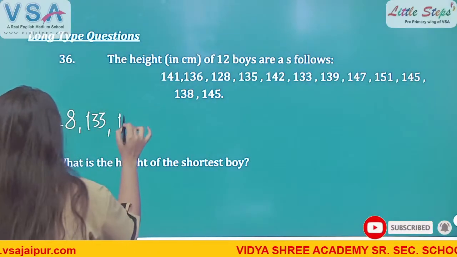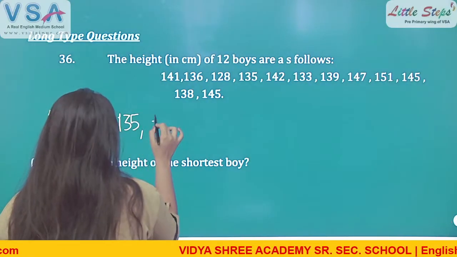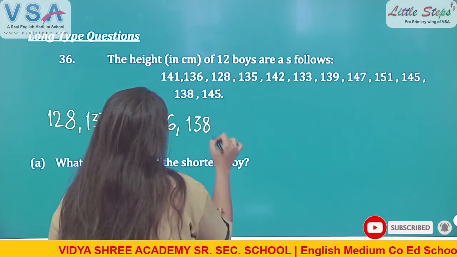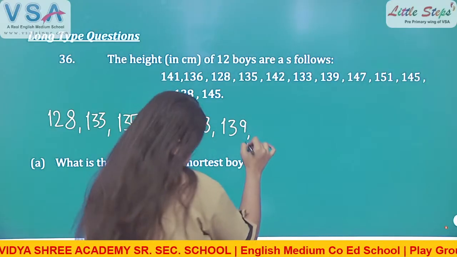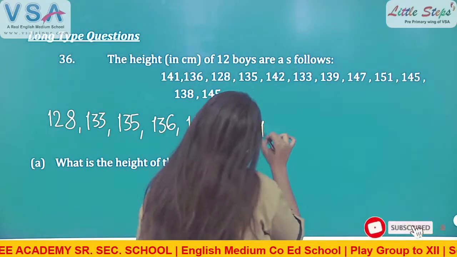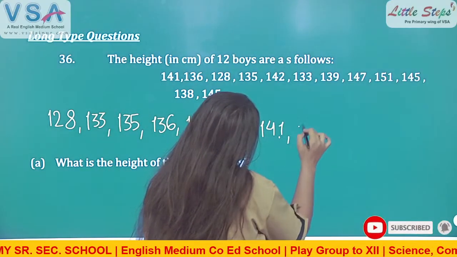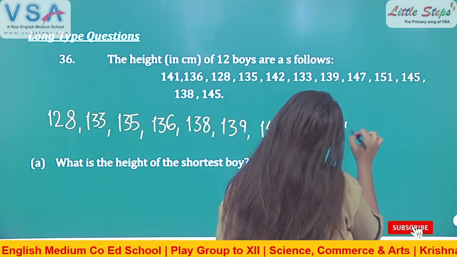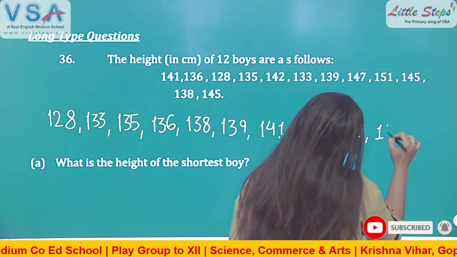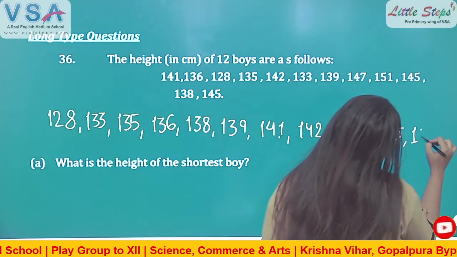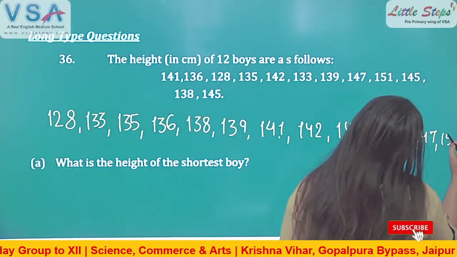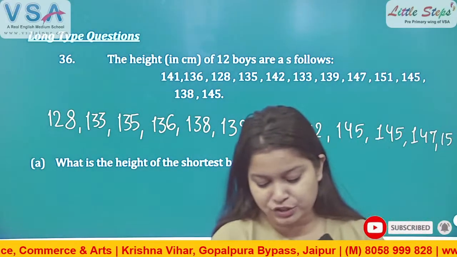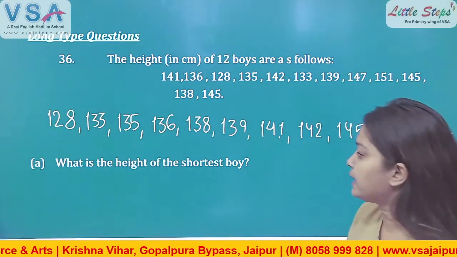128, 133, 135, 136, 138, 139, 141, 142, 145, 145, 147, and then 151 in the last. These are the numbers which we need to arrange in ascending or descending order.